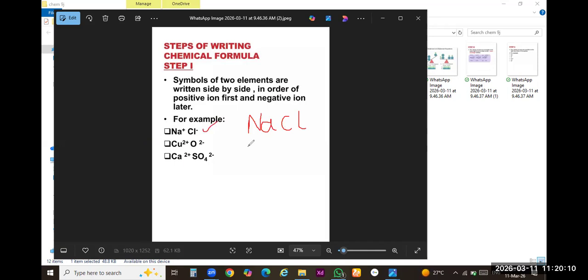In the second step, write down their charges. Keep it in your mind. The element that carries a positive charge is written first and the negative charge later. Got it? Done?